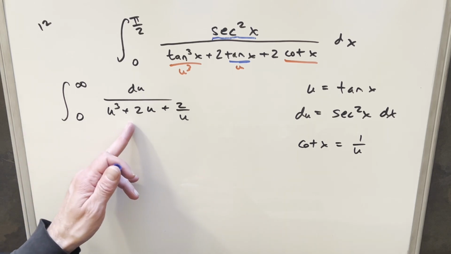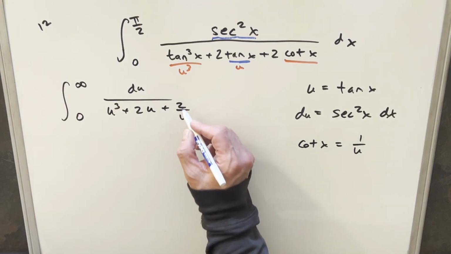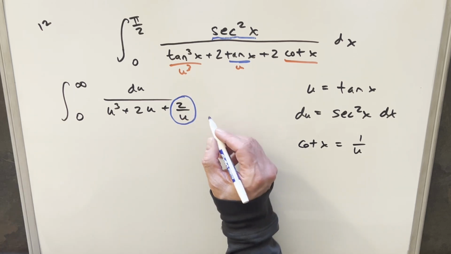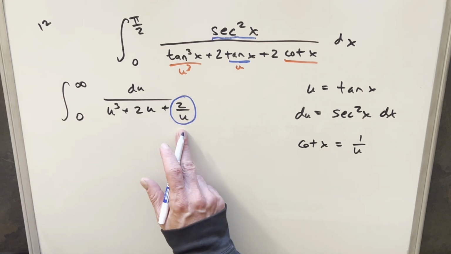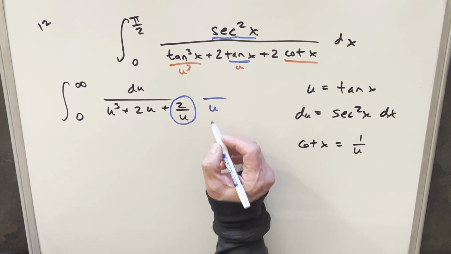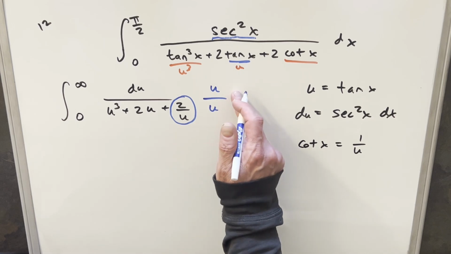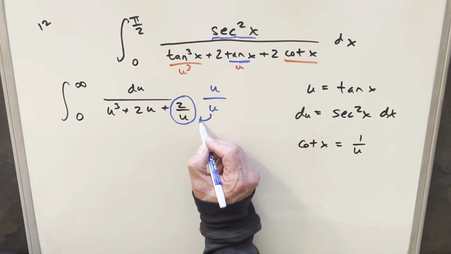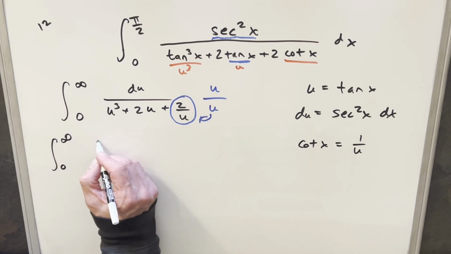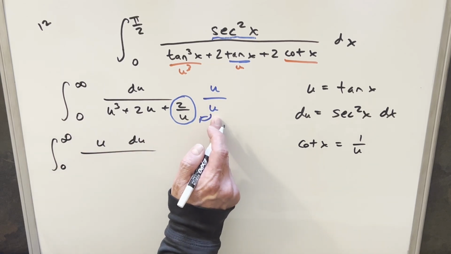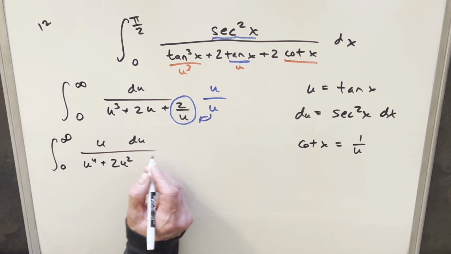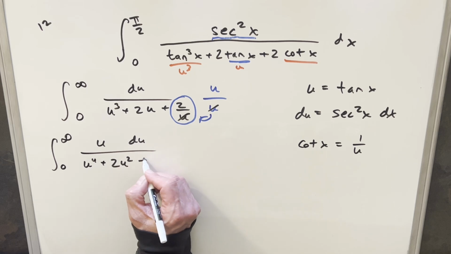Now from here, I'd like to factor this denominator, but the problem is, how am I going to factor this with 2 over u? Well, we could do it, but I'm not that comfortable. I'm going to feel more comfortable if I fix this here. So I'll multiply by u over u, so we're multiplying by 1, and that's going to fix this. Let's rewrite and multiply everything in. We'll have u du in the numerator. Multiply u times u cubed, we have u to the 4th plus 2u squared, and then here the u's cancel, and we just have a plus 2.